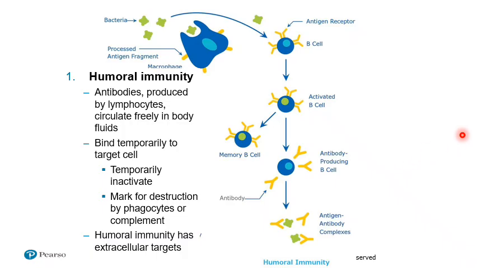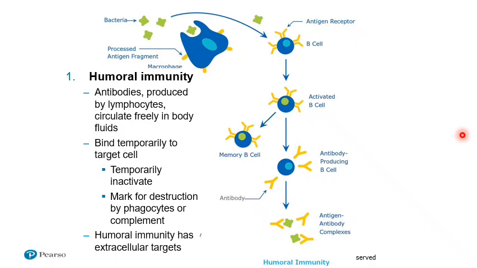The humoral immunity produces antibodies. It is done by the lymphocytes. They circulate freely in body fluids. They bind temporarily to the target cells, and then they temporarily inactivate them. They are marked for destruction by phagocytes or the complement system.